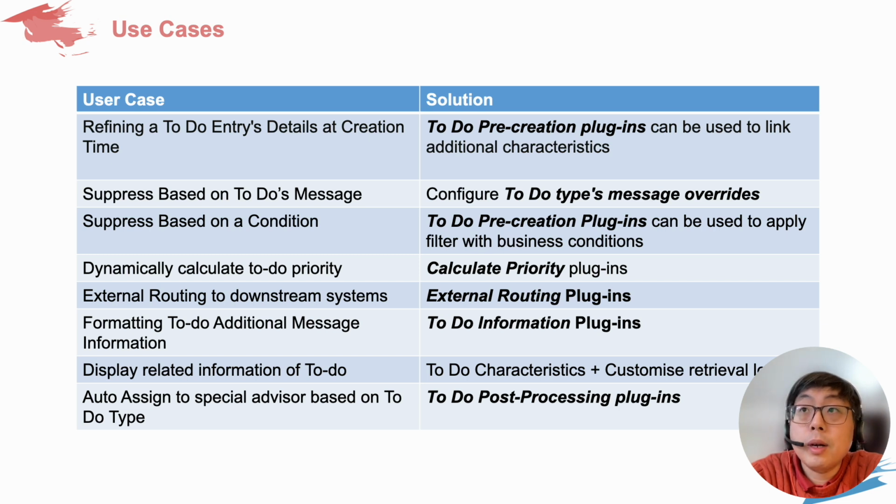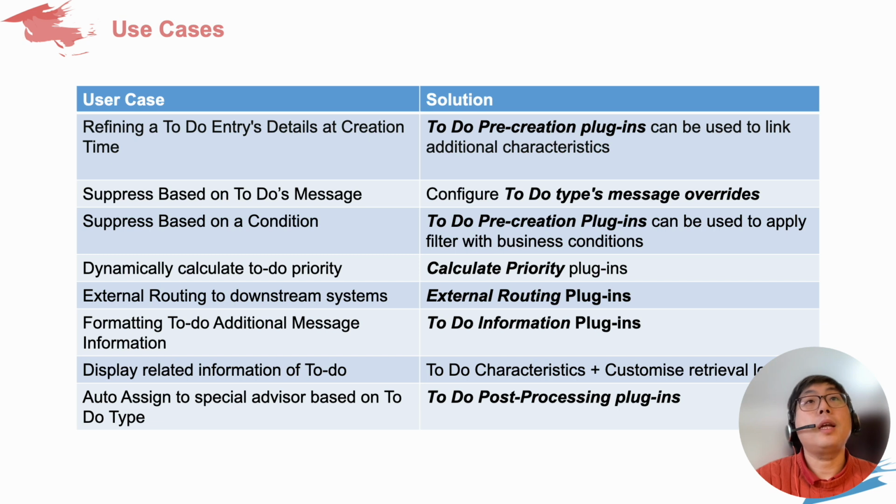Now the second one is suppress by to-do message. As we mentioned there on the message tab, we could specify which particular message we want to suppress the to-do in that configuration point. Suppress based on conditions. So if you have some dynamic condition, you want to write a logic, and that can be done on this to-do pre-creation plugin as well. So you can apply your filter for these conditions.